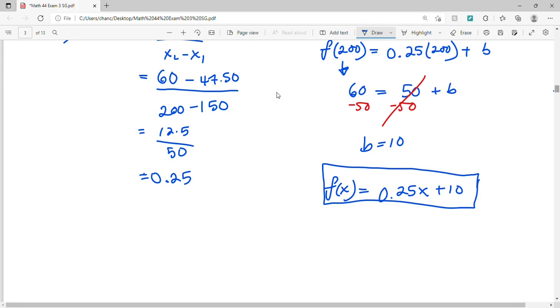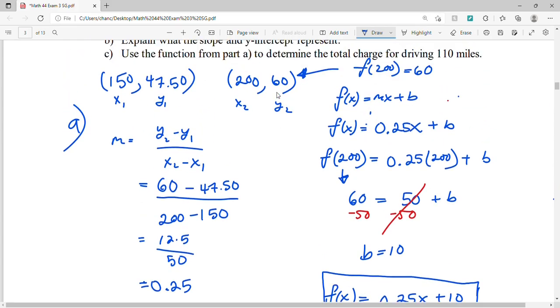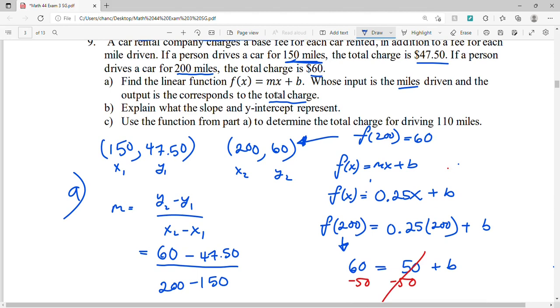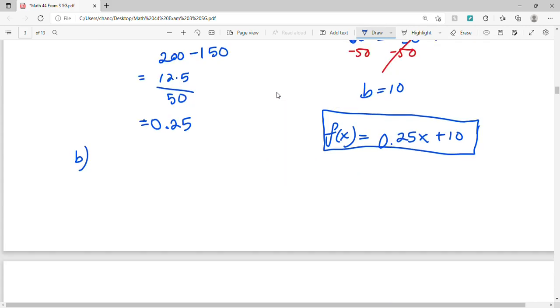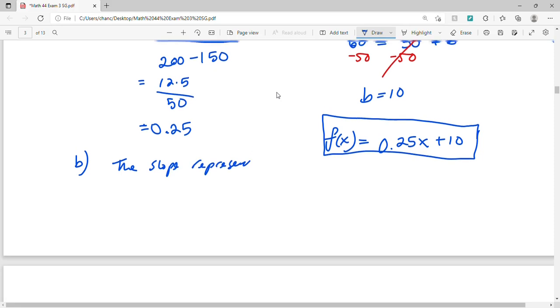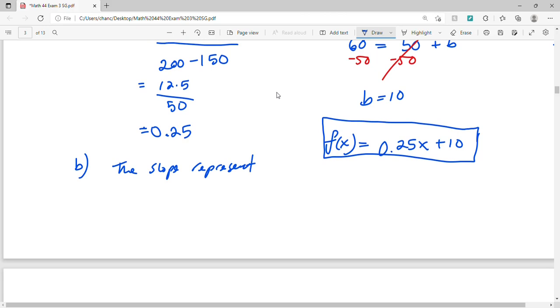That's it for part A. Now let's look at part B. Part B says explain what the slope and what the y-intercept represents. The slope represents the cost per mile. So in this case, it costs us 25 cents per mile.